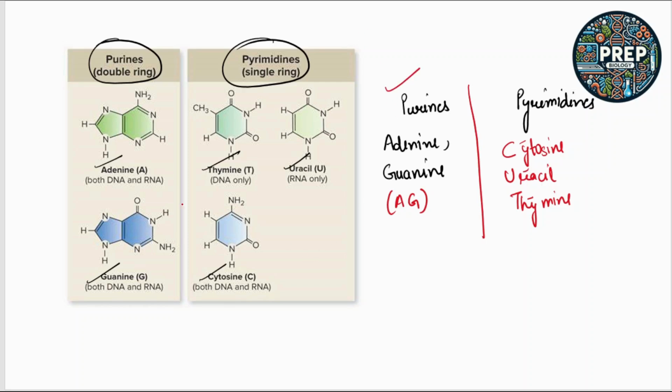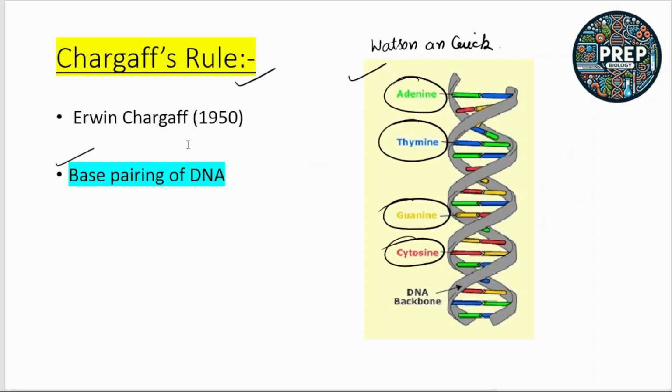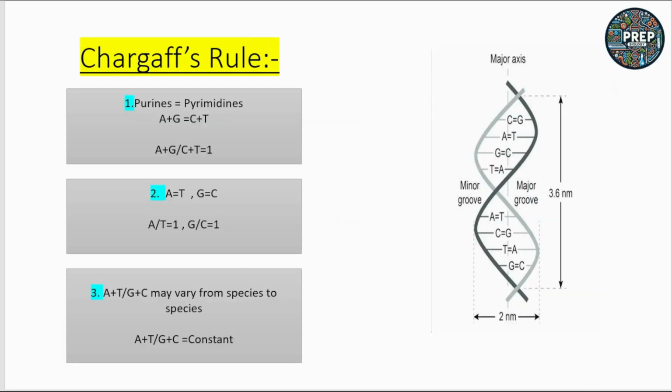Okay, so how these purines and pyrimidines are attached with each other in the DNA structure was formulated by Erwin Chargaff. So let's start the rules.